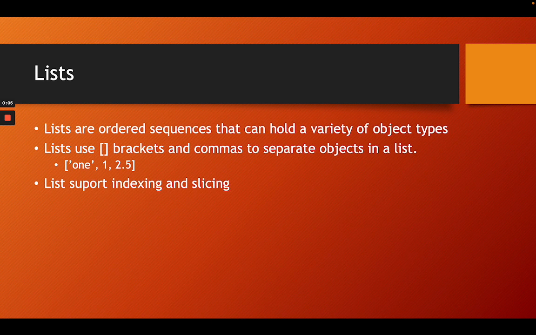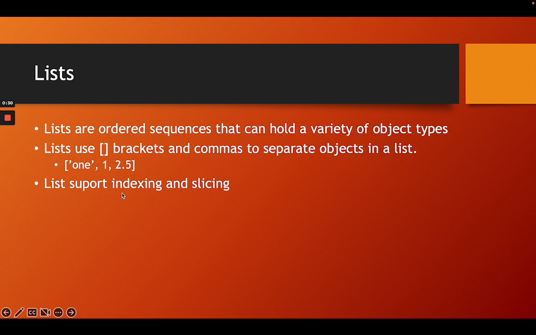In this tutorial, we are going to be looking over lists. Lists are ordered sequences that can hold a variety of objects. Lists use brackets and commas to separate objects in a list. For example, it starts with a bracket, as you can see, and we have 1, a string, and 2. We have 1, a comma, then another 1, a comma, then we have 2.5.